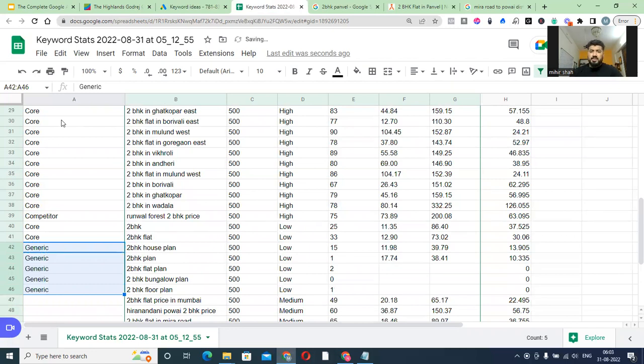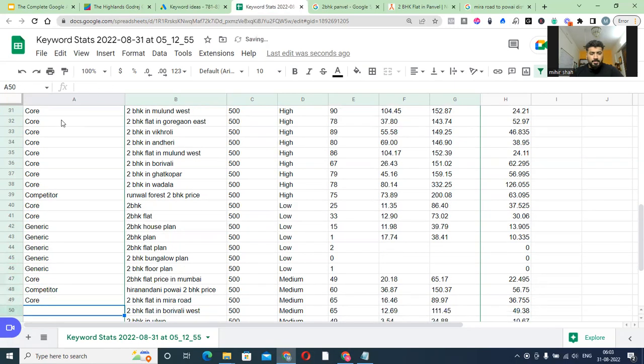It's not always the case, guys. So you have to be mindful and read and understand the keyword as well, based on what your business product or service is. But usually this is the case, right? Bungalow plan, again, floor plan, flat plan, house plan, 2 BHK flat is core. Okay. Moving forward, again 2 BHK, again we have Hiranandani, which is a competitor.